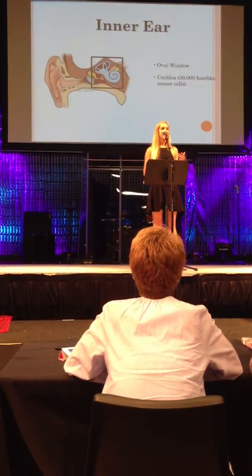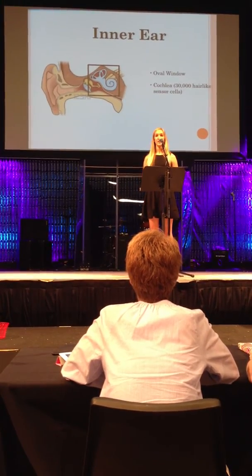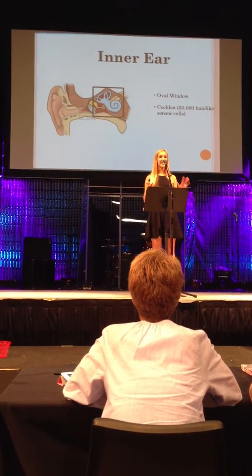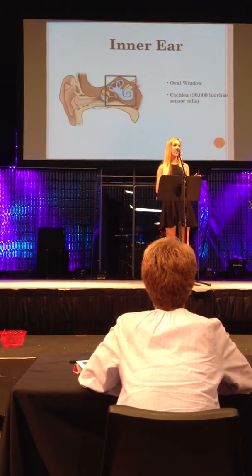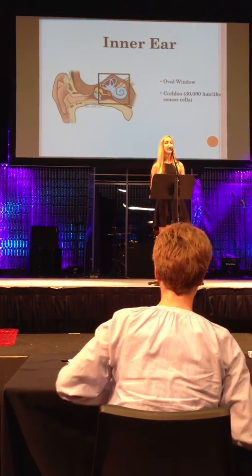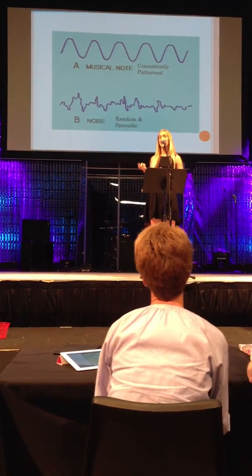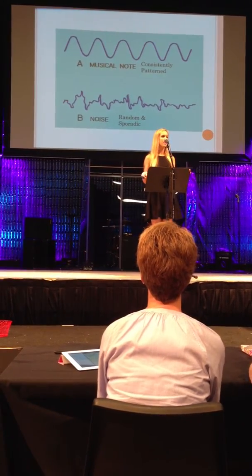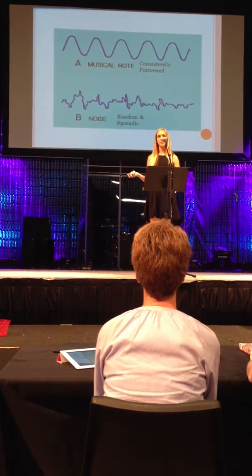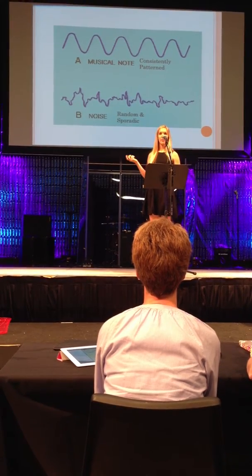The cochlea consists of 30,000 hair-like sensor cells, which are each divided up into sections. Each section is responsible for recognizing a certain frequency. Therefore, that's how your brain recognizes what pitch that you're hearing. Now we face the question, what's the difference between mere noise and music? The answer lies simply within the waveforms.